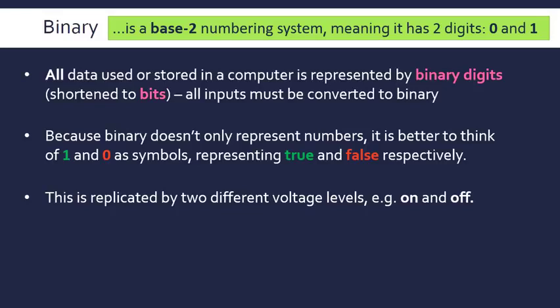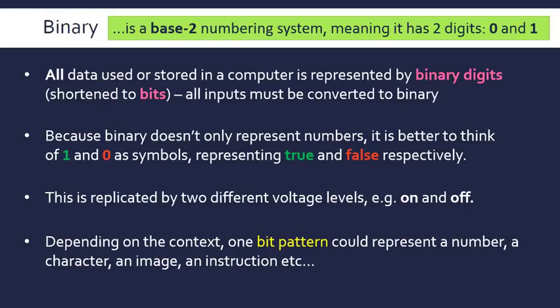We could use base 10, we could use decimal, but we'd need 10 different voltage levels, and there is certain logic we can do in binary which we can't do in decimal. One of the reasons why it's better to think of bits as symbols is because depending on the context, one bit pattern, i.e. a string of bits, could represent a number, a character, different types of data basically. So this bit pattern, just a long stream of 0s and 1s, could be anything. We've no idea what this could be. It could be a number, it could be an instruction, depending on the context. It's better to think of it not as numeric values, but as things that represent other data.